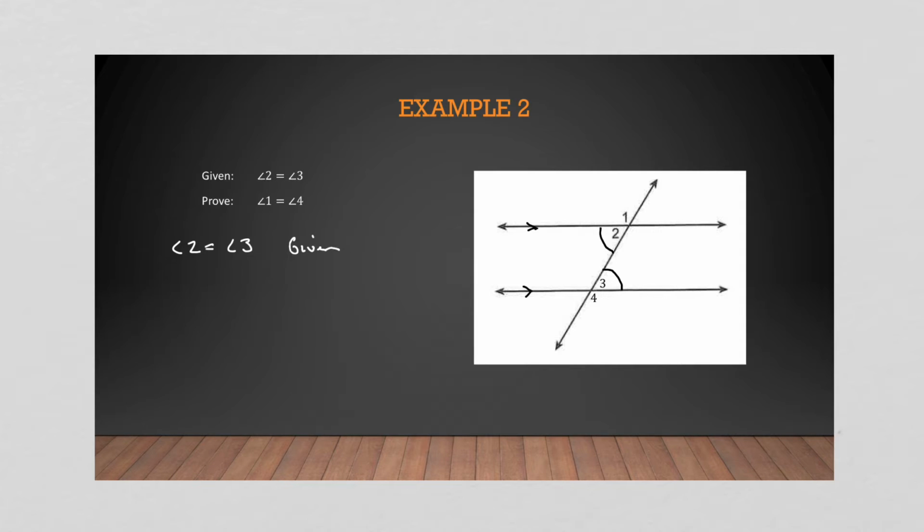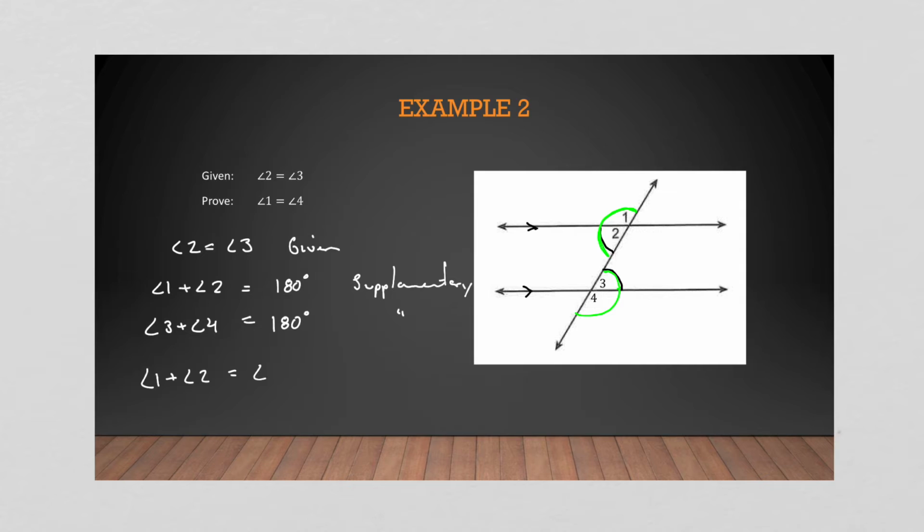Well, we know that angle 1 plus angle 2, so here, is equal to 180 degrees. And that is supplementary angles. And then we also know that angle 3 and angle 4 add up to 180 degrees. And again, supplementary angles. So from there, we can look, can we substitute anything? Or what can we do with that? Well, they're both equal to 180, so we can actually set them equal to each other. So angle 1 plus angle 2 is equal to angle 3 plus angle 4. We just say they're both equal.